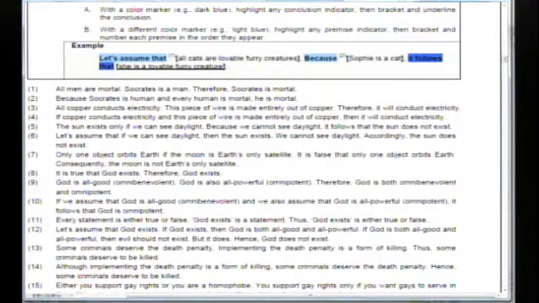What about number 4? If copper conducts electricity and this piece of wire is made entirely out of copper, then it will conduct electricity. What's the conclusion of the argument asserted in passage 4? This piece of wire will conduct electricity. Exactly right. Notice that the argument asserted in 3 and the argument asserted in 4 is the same argument.